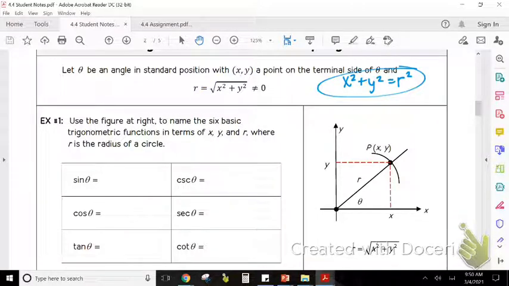Okay, so example 1 says use the figure at the right to name the 6 basic trig functions in terms of x, y, and r, where r is going to be the radius of our circle. Now it may not necessarily be the unit circle though, okay?